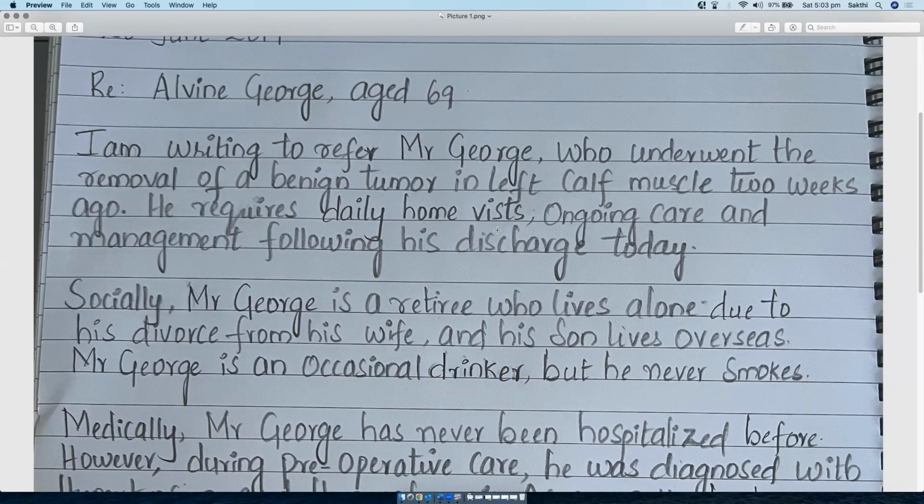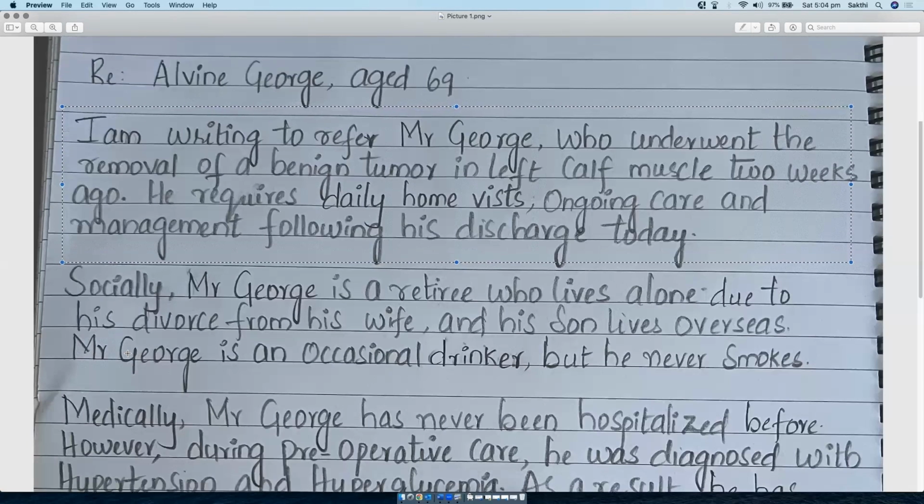He requires daily home visits. Well, unfortunately, you didn't write down the correct spelling for visits. You wrote VISTS, but unfortunately, the correct spelling is going to be VISITS. Okay, let's go through the next one. So ongoing care. So he requires daily home visits, ongoing care, and management following his discharge today. You are able to provide a decent introduction paragraph. However, these are a couple of mistakes which could have been avoided, and they can help you out a lot. All right, let's jump on to the next one.